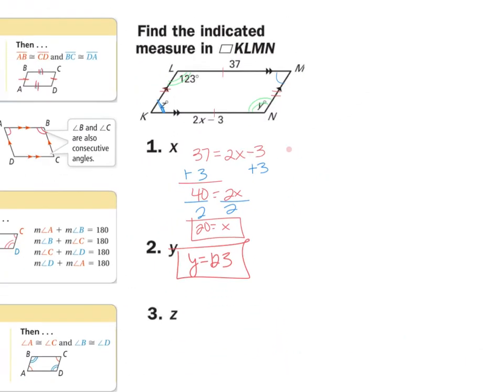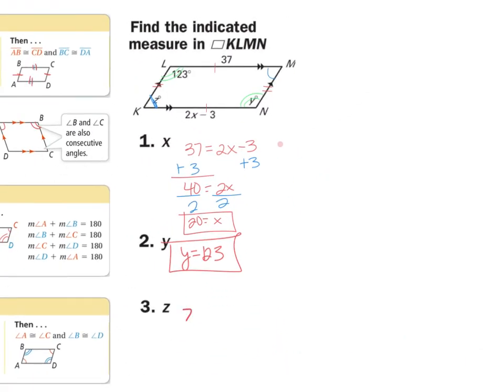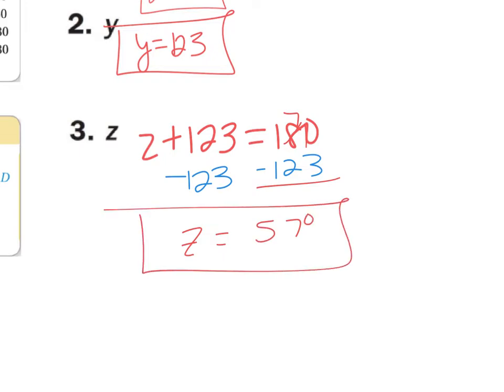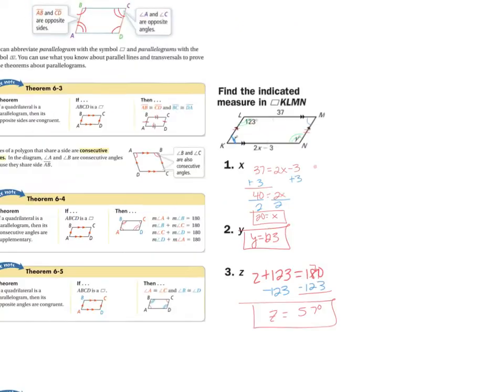So we're going to set up our equation to find out that Z plus 123 equals 180. Okay, let's go ahead and solve it. So let's subtract 123. That's the only step. It's a one-stepper. So Z equals 57 degrees. Okay, so that is it for that problem.